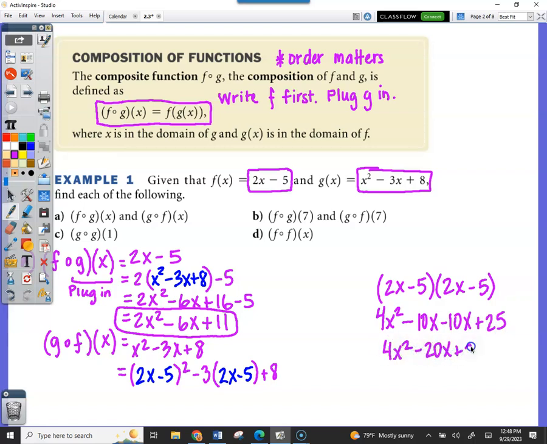See that? So that's something I would do off to the side, or if you've got plenty of room. I've run out of room. Y'all see how I got that? So now I'm going to put that back in here. I'm going to put it right here. So I have 4x squared minus 20x plus 25. Now what do I do with that negative 3? I'm going to distribute. Minus 6x plus 15. No, that's, yeah, plus 8.